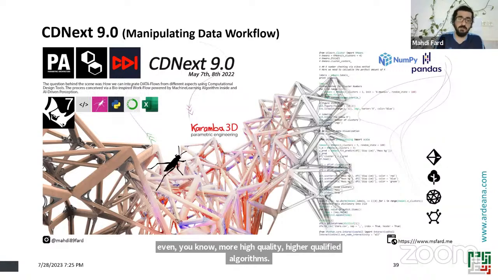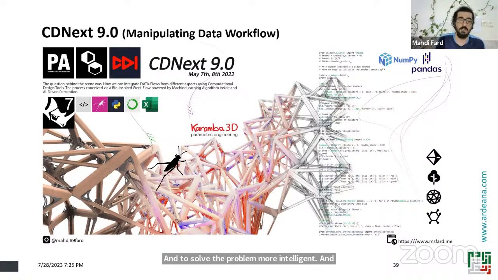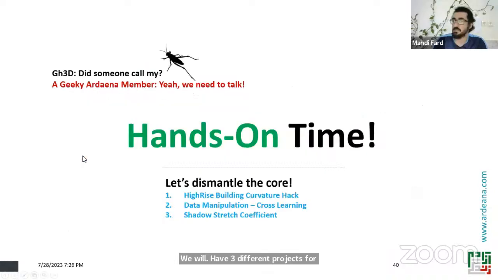We're trying to follow the stream in our research projects, and I'm going to present some of them to you. We will have 3 different projects for you. High-rise building curvature hack, which is related to those who are interested in sustainable design. I'm not, but I was in charge of the data manipulation.